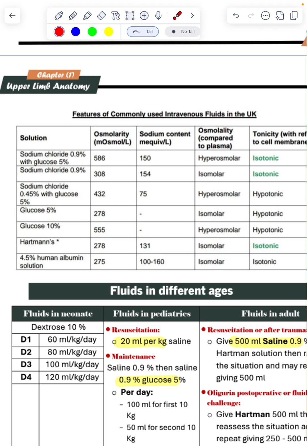Hypertonic: when you increase salt, it increases tonicity. When you increase sugar, it increases osmolarity. Sugar is molar, salt is tone. So 0.9% is isoosmolar and isotonic. Sodium chloride 0.4% with glucose is hypotonic and hyperosmolar.